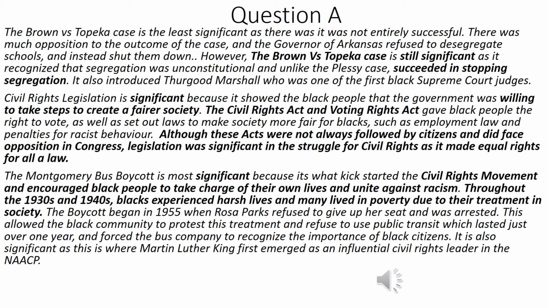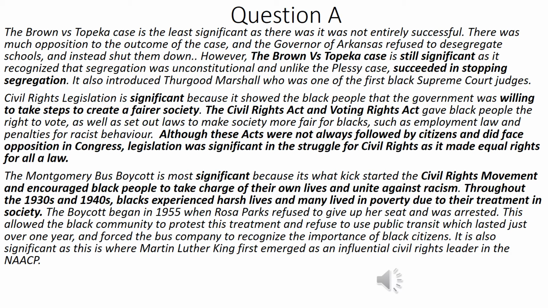The boycott began in 1955 when Rosa Parks refused to give up her seat and was arrested. This allowed the black community to protest this treatment and refuse to use public transit, which lasted just over 1 year, and forced the bus company to recognize the importance of black citizens. It is also significant, as this is where Martin Luther King first emerged as an influential civil rights leader in the NAACP.